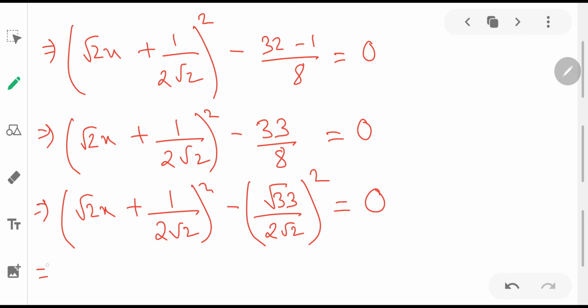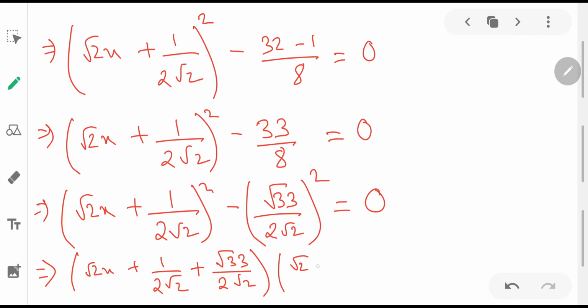So the formula would be a plus b into a minus b, which is root 2x plus 1 by 2 root 2. This is a plus b. What is b? Root over 33 by 2 root 2. Now let's do a minus b, which is root 2x plus 1 by 2 root 2 minus root over 33 by 2 root 2 equals to how much? Equals to 0. Okay, now let's solve it.